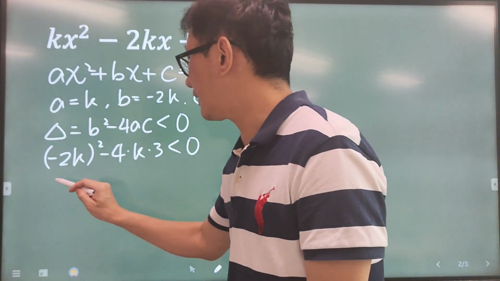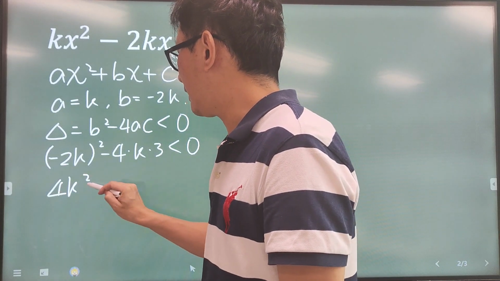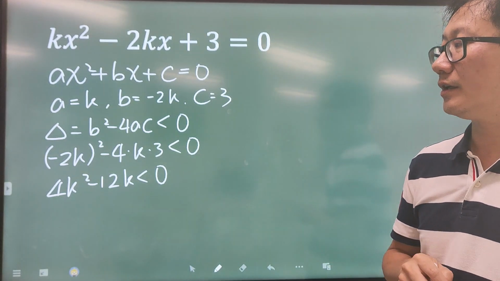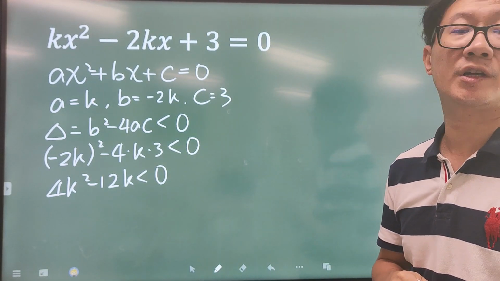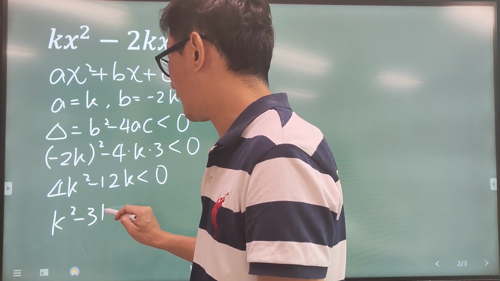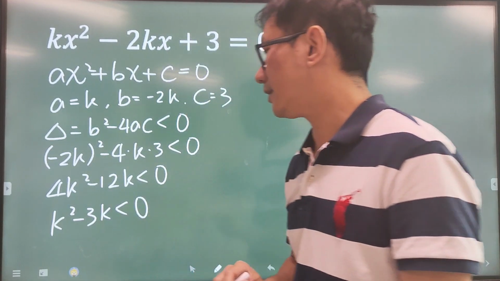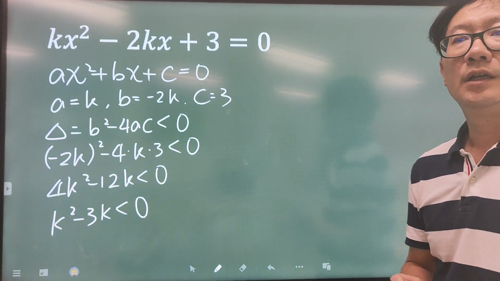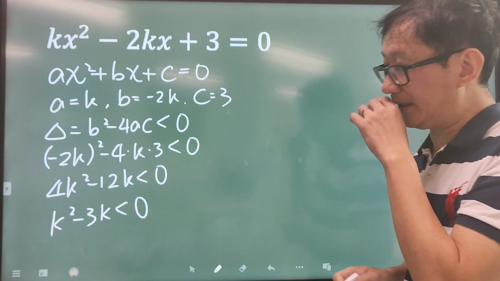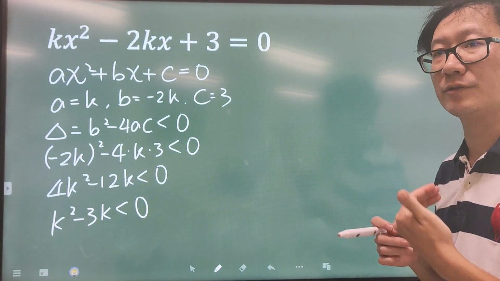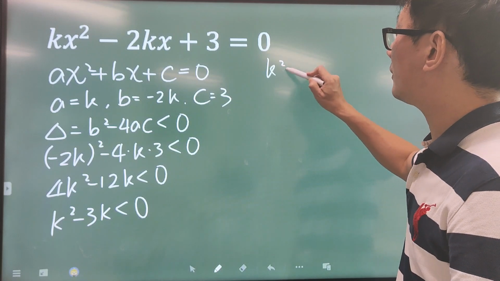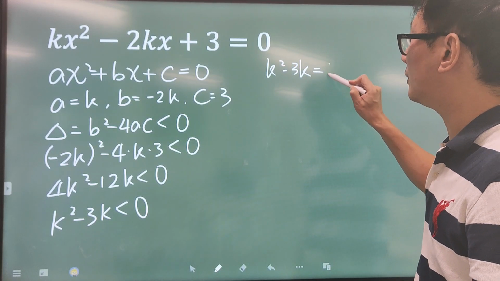Let's go ahead and simplify this. 4k squared minus 12k is less than 0. Let's divide by 4 on both sides. We have k squared minus 3k is less than 0. Okay, so here comes the important step. We want to change the inequality to an equation first, so that we can find the critical points. Right, so k squared minus 3k equals 0.